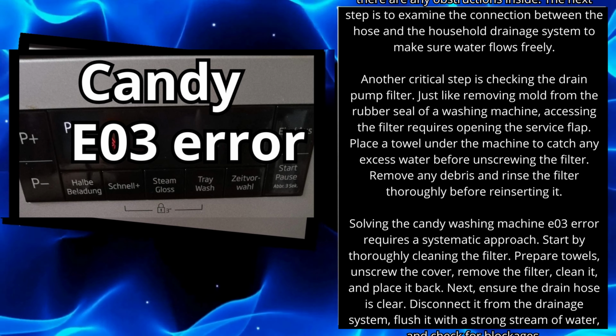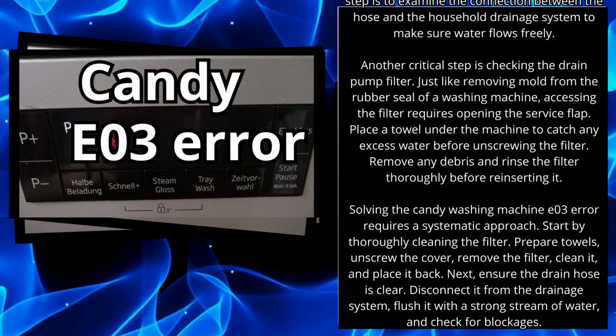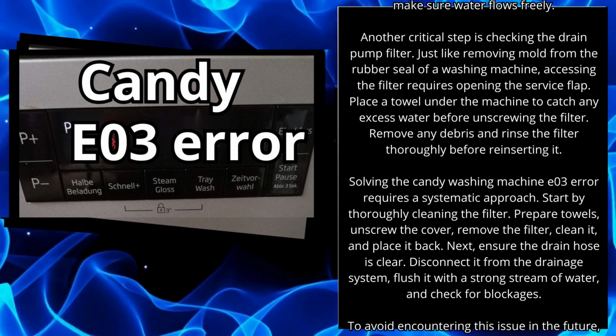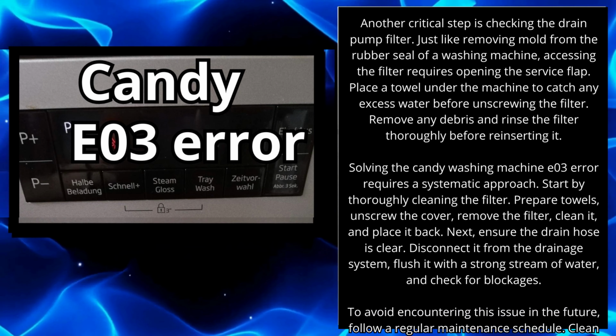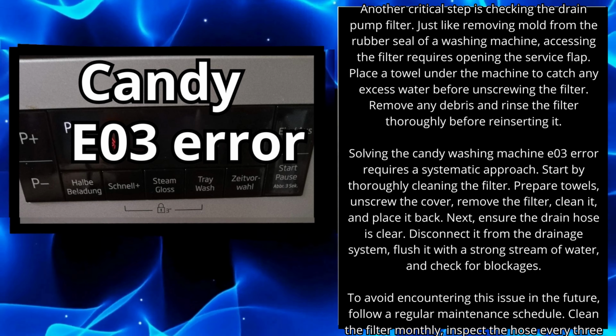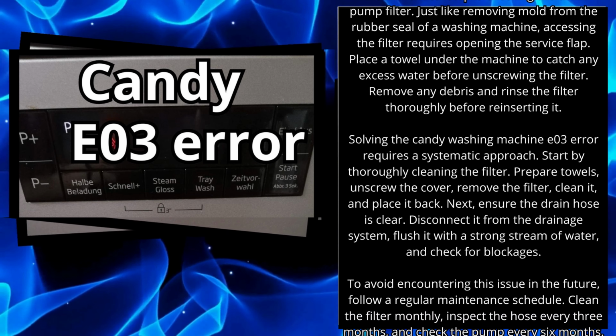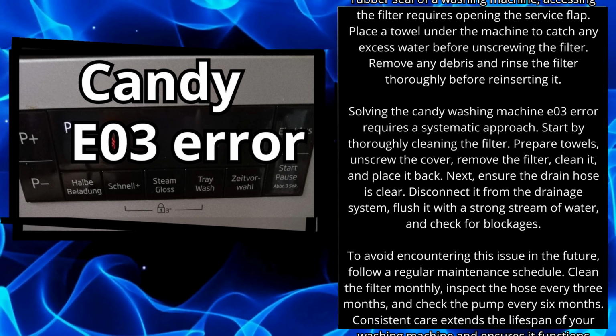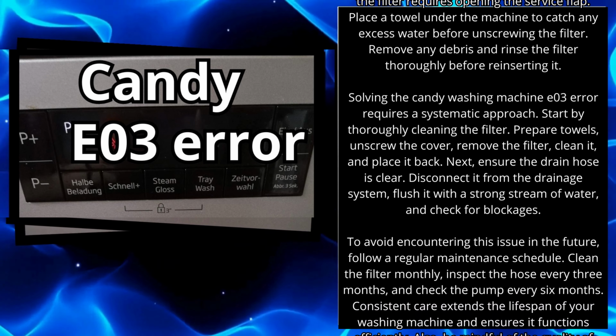Solving the candy washing machine E03 error requires a systematic approach. Start by thoroughly cleaning the filter. Prepare towels, unscrew the cover, remove the filter, clean it, and place it back. Next, ensure the drain hose is clear. Disconnect it from the drainage system, flush it with a strong stream of water, and check for blockages.